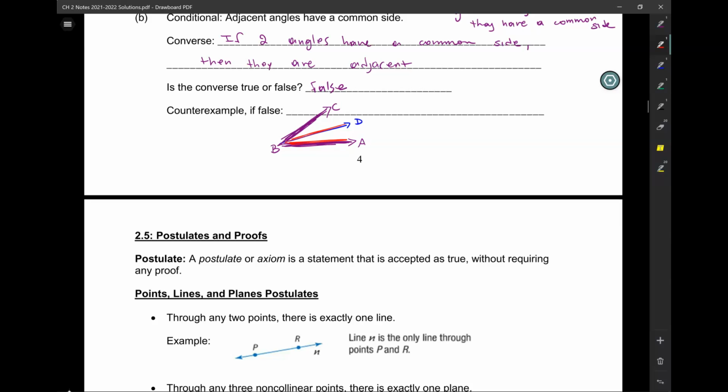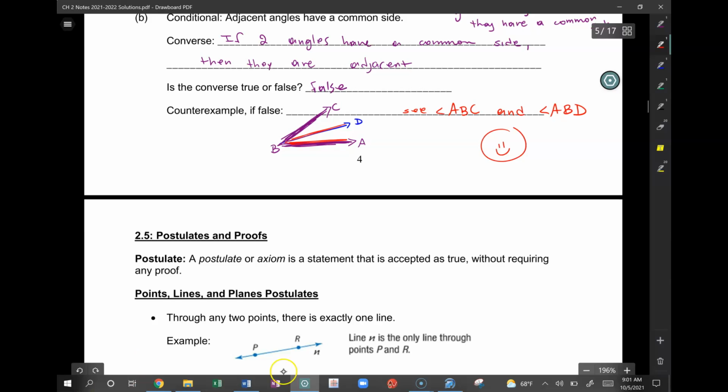For counterexamples, are we allowed to do drawings? Yes. And then you can say angle ABC and angle ABD, because this doesn't tell me much, since I don't know what you mean by this. Yay! Look, we did 2 sections in very little time. Okay, all right, so let's move on with our agenda.